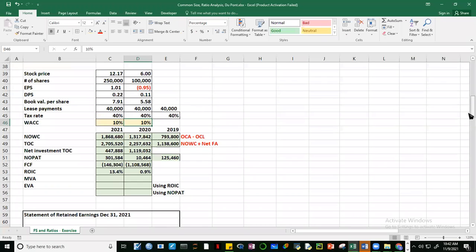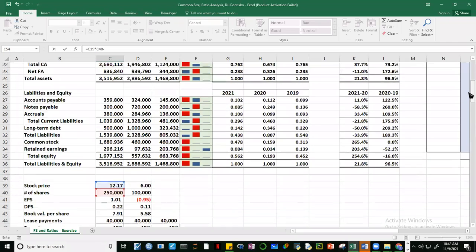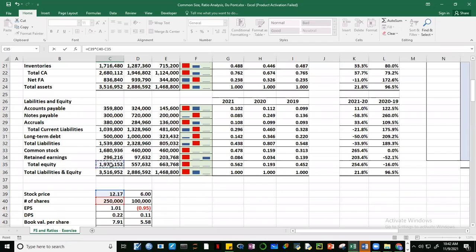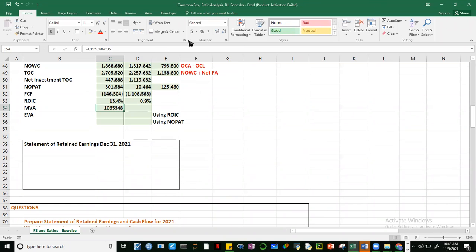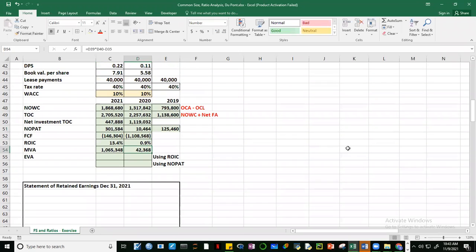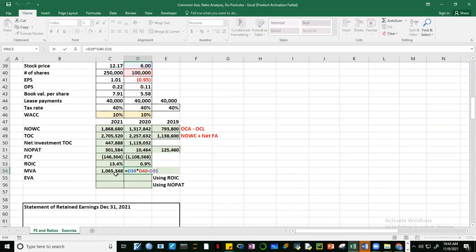Okay, so let's now compute for the MVA. MVA is simply, we know that, guys, equal to the stock price multiplied by the number of shares. This is your market capitalization. And then we subtract the total equity, the book value. So market value added for 2021 is positive. So this is okay, and we can just copy this formula. So in terms of market value added, guys, okay naman, no? In both years, market value was added to the firm. Only that, medyo mas mababa talaga yung 2020.